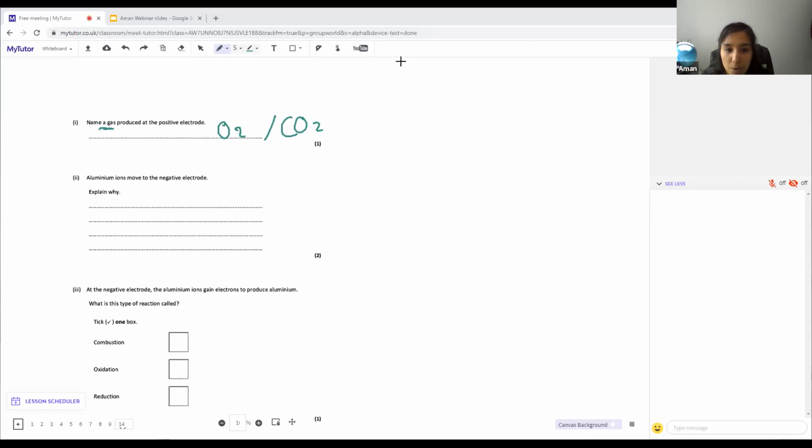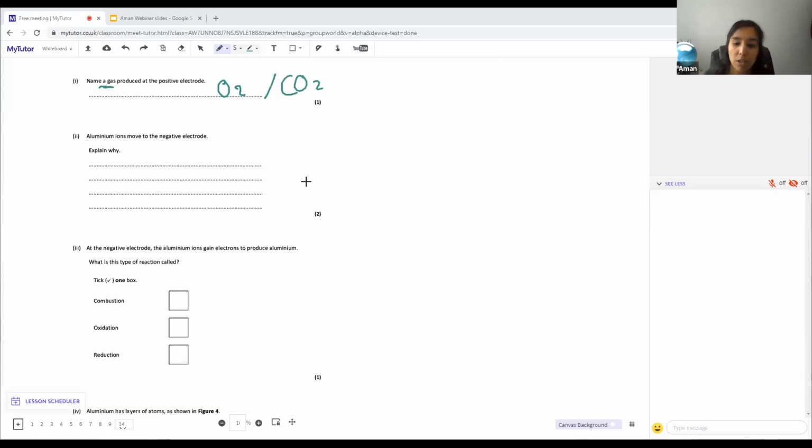All the answers about bromine, hydrogen, no, because remember, when we do molten electrolysis, the only thing that's there is the aluminium oxide. So the only thing that can be produced is either aluminium and oxygen, but the reason carbon dioxide is produced is because the oxygen reacts with the carbon electrodes to produce carbon dioxide. Good, okay. Aluminium ions move to the negative electrode. Explain why. So why do aluminium ions move to the negative electrode?